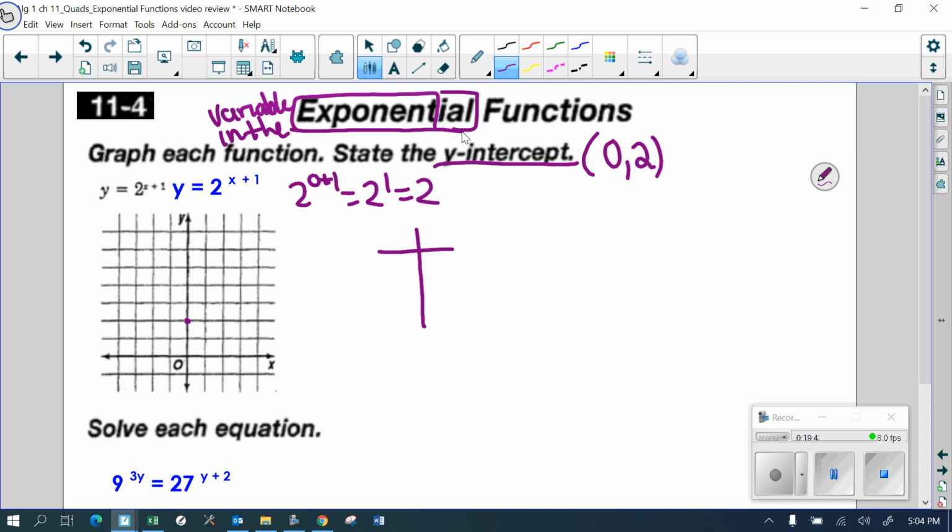Let's get a couple more, one on the left side, one on the right side. If I plug in -1 for x, -1 plus 1 is 0, 2 to the 0 is 1. So (-1, 1). Let's go for 1. If I plug in 1, I get 1 plus 1 is 2, 2 squared is 4. So 1 over 4, 1, 2, 3, 4 right there. The curve is going to go like this.